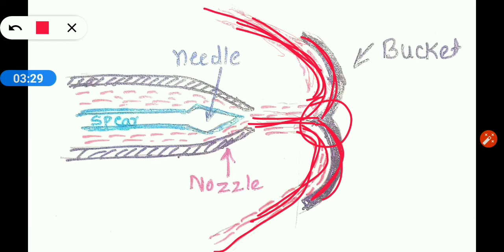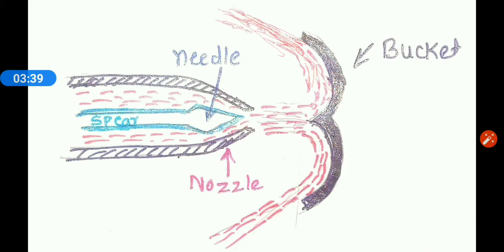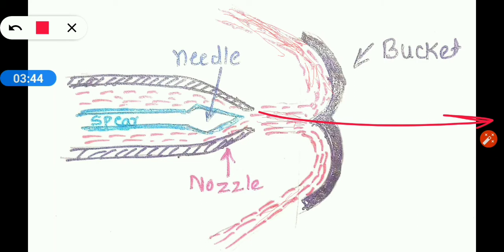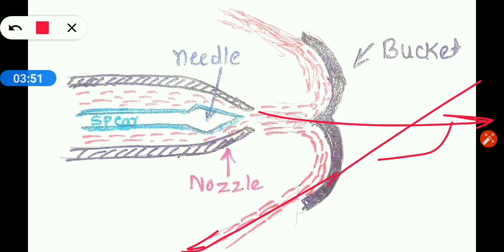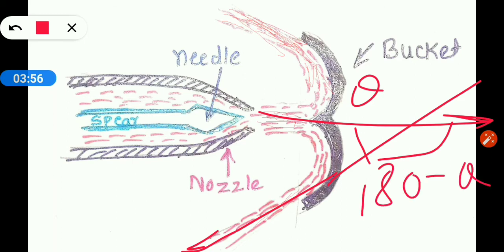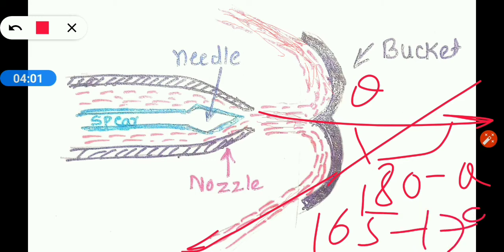Because the water comes out tangentially along the blade angle, there is a change in momentum. This is the initial direction of flow. I'll show it once again. This is the initial direction of flow, and if you see this, this is the final direction. This is the angle of deflection, which you can write. If this is theta, then this is 180 minus theta. That is nothing but the angle of deflection, which is generally between 165 to 170 degrees. Because of this angle of deflection, we are getting that impulse force.